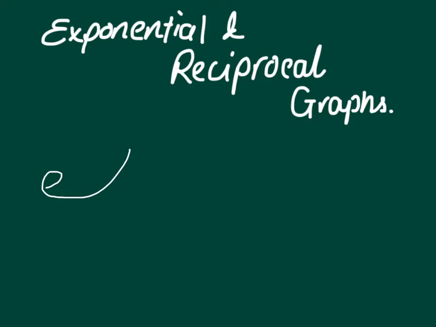Reciprocal graphs are slightly harder, but we know what the reciprocal is. So we know that the -1 in the expression x to the power of -1 is the reciprocal function, and that actually looks like 1 over x, and that's the graph we're going to be drawing.